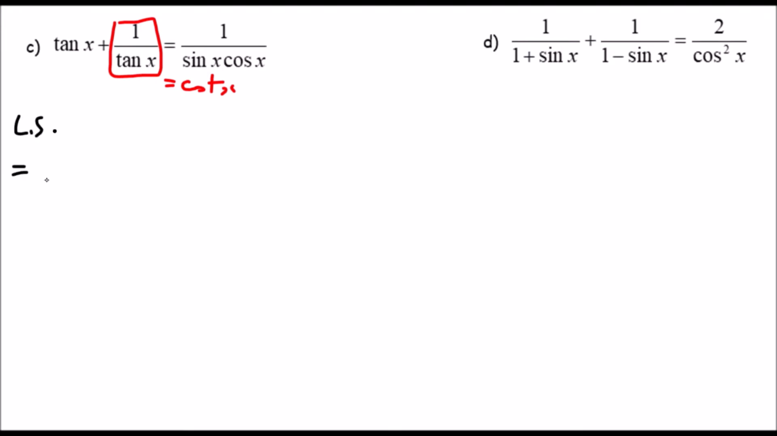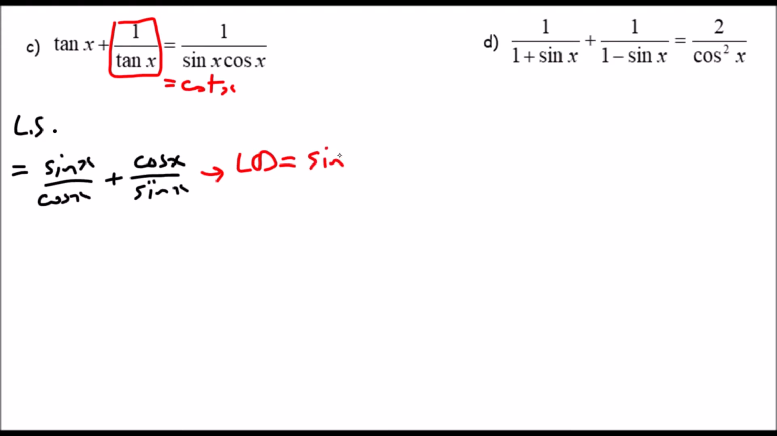So what I really have here on the left side is this. I've got sine x over cos x, and then here, 1 over tan x is again cotangent x, which is actually the reverse of that, so cos x over sine x, and here my LCD will be sine x cos x. So I'm going to multiply this guy by cos x, but also multiply the top by cos x. Over here, I'm going to multiply this guy by sine x, and the top by sine x.